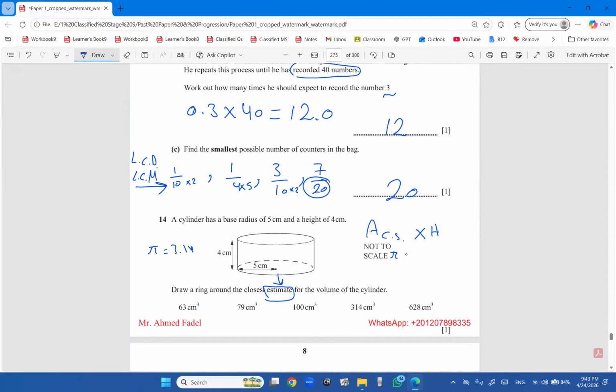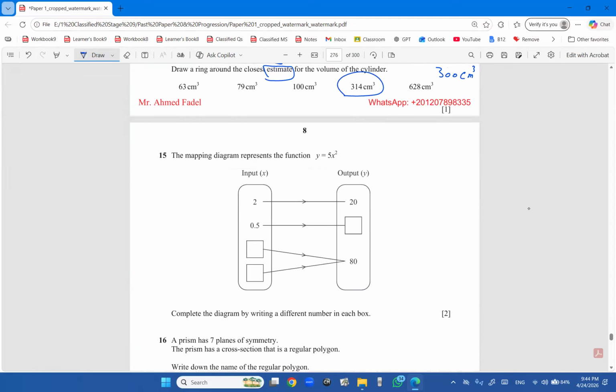So instead of pi times r squared for the area of the cross-section, then multiplying by height, I'm going to say that pi is just 3, times r squared, which is 5 squared, which is 25, times the height, which is 4. This gives an estimate of the volume of approximately 300 centimeters cubed. So the closest estimate is this one, 340 centimeters cubed.